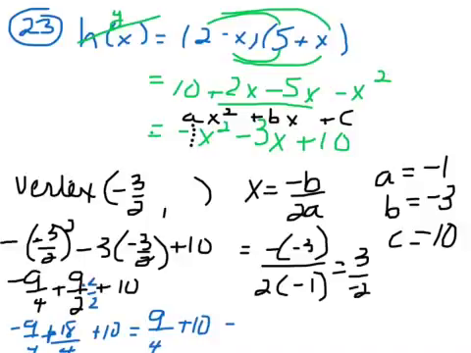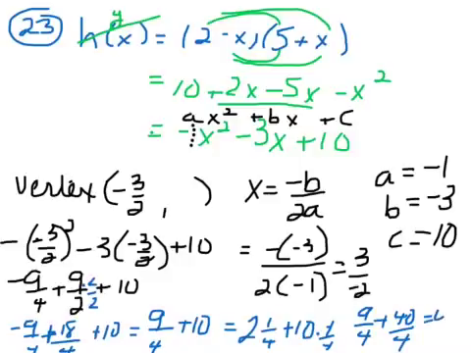And -9 over 4 plus 18 over 4 is 9 over 4 plus 10. Let me go ahead and just say that is 9 over 4. 4 goes into 9 twice with 1 left over, so that's like 2 1/4 plus 10. And let's write this as a fraction. I could have said that's 9 over 4 plus 10, and if I get a denominator of 4, 10 would be 40 over 4. And that would be 49 over 4. Okay, so even your book gives the answer as 49 over 4.